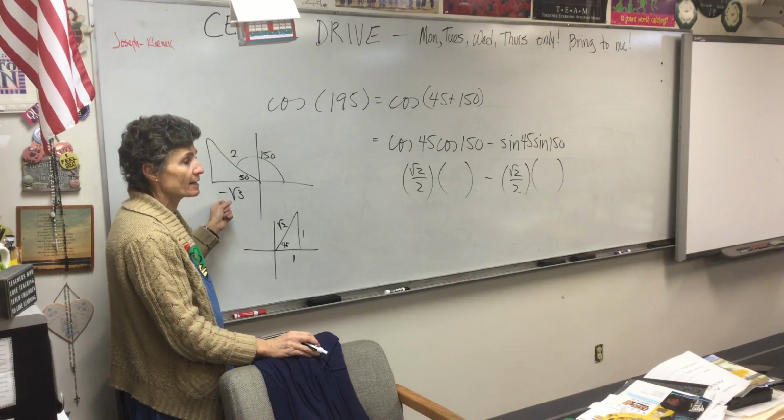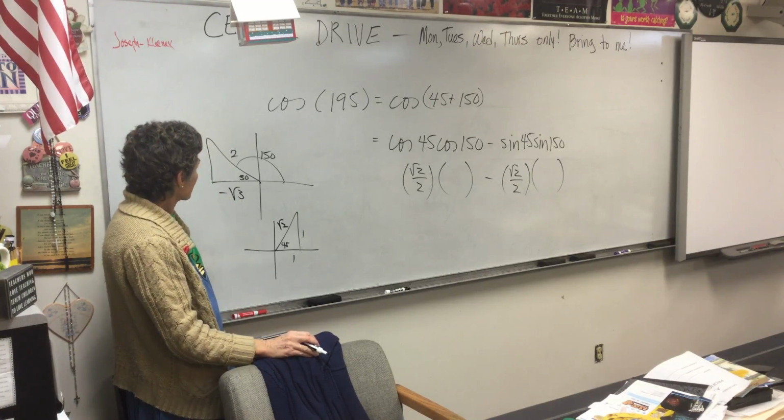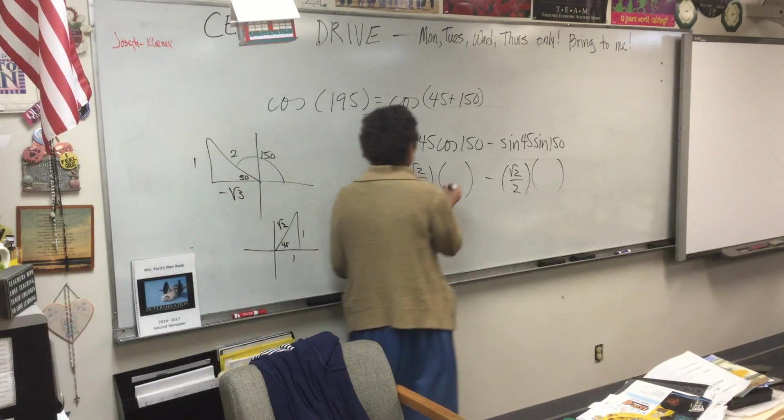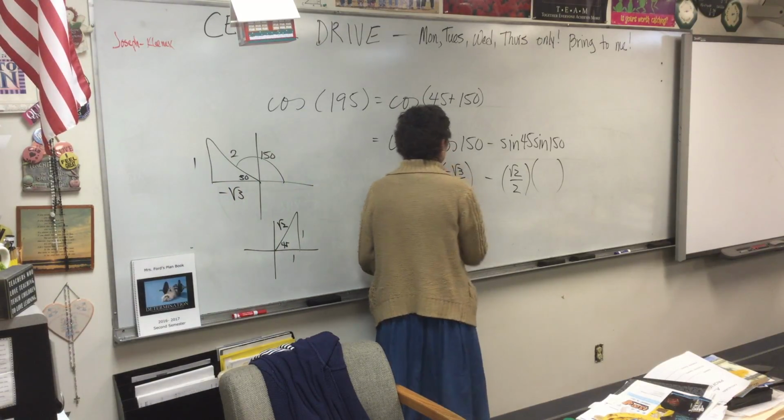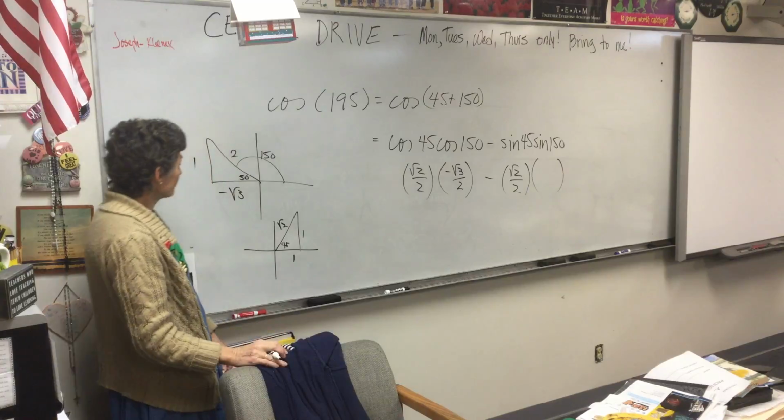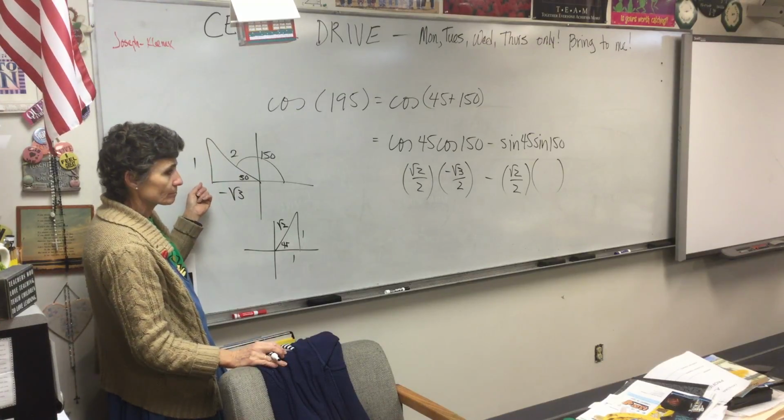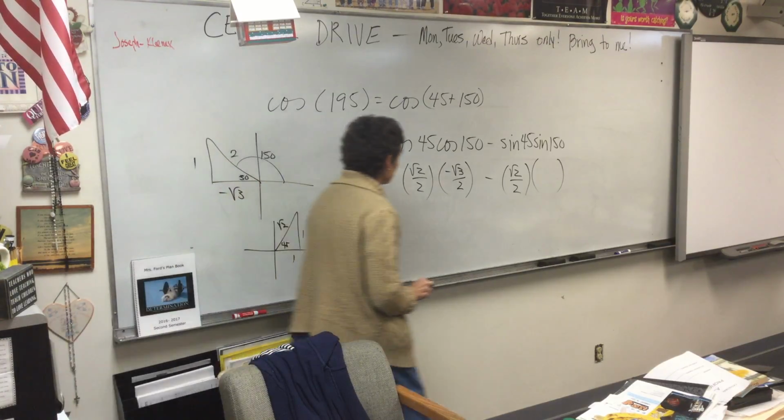What's the cosine of 150? Root 3 over 2, but negative root 3 over 2. And the sine of 150? 1 over 2.